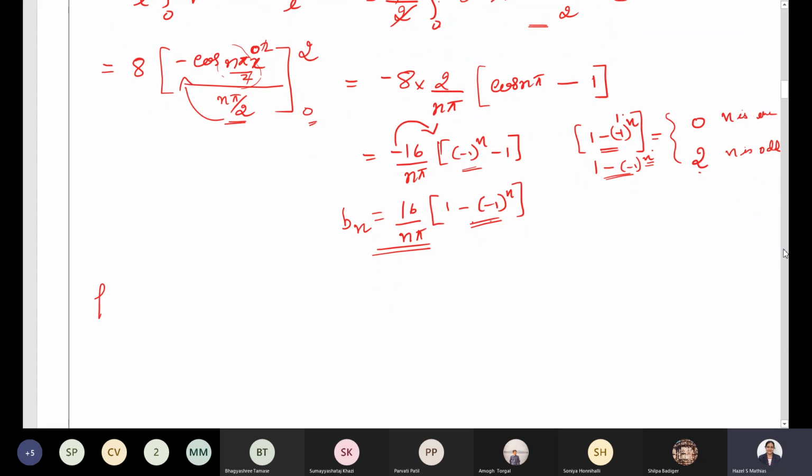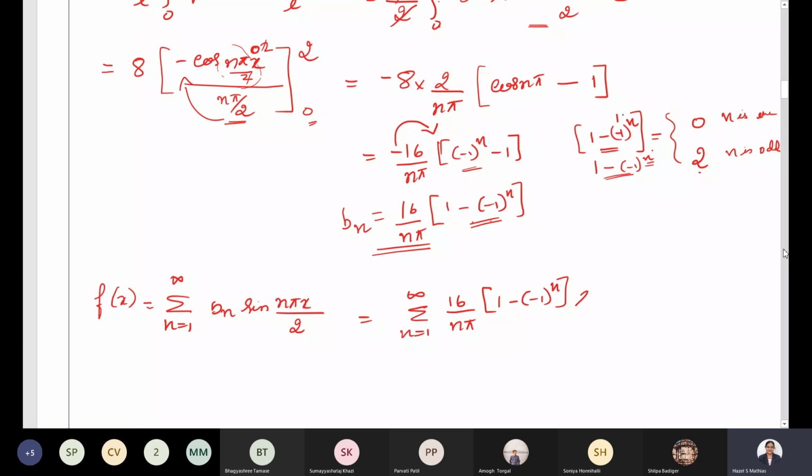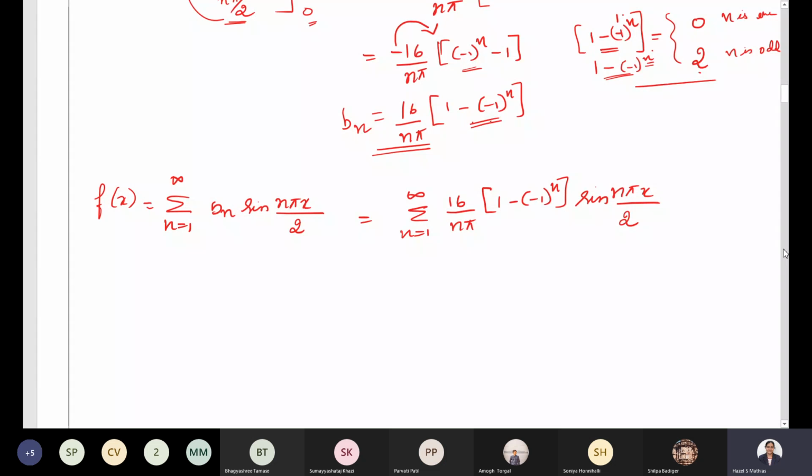Now let us write the final Fourier series expansion. We know a0 and an values are 0 because the function is odd. Only thing you need to write is summation n equal to 1 to infinity bn sin n pi x by L. L value is 2. So let us substitute that. What is bn? 16 by n pi into 1 minus of minus 1 power n into sin n pi x divided by 2.